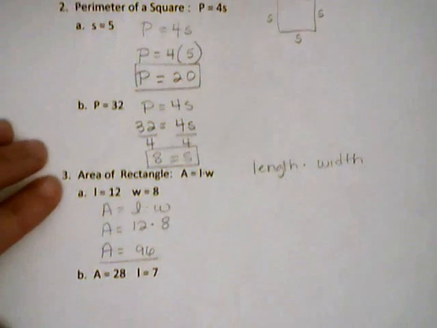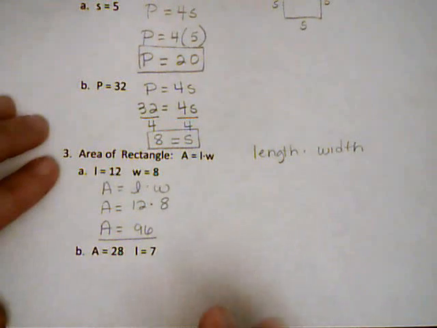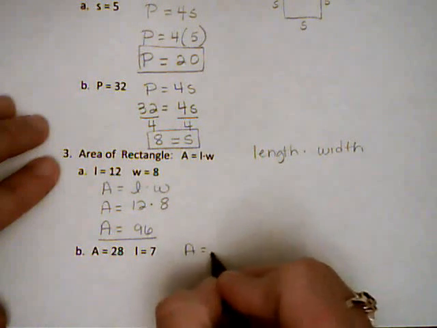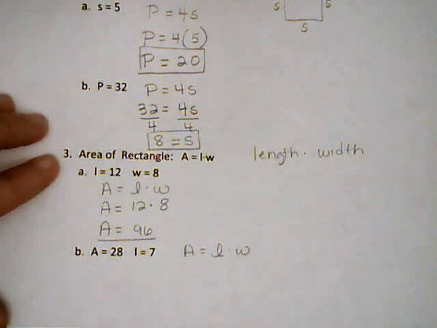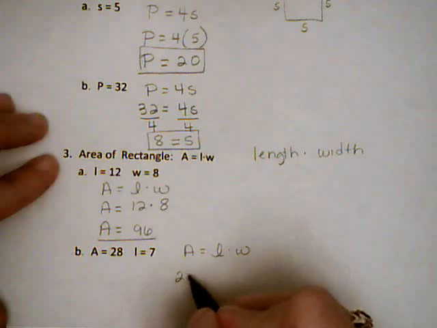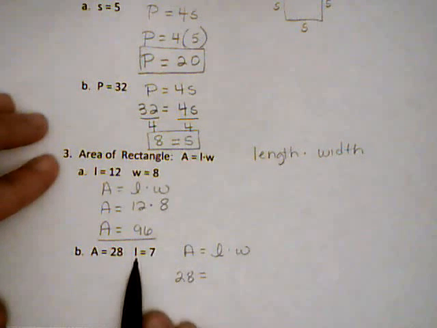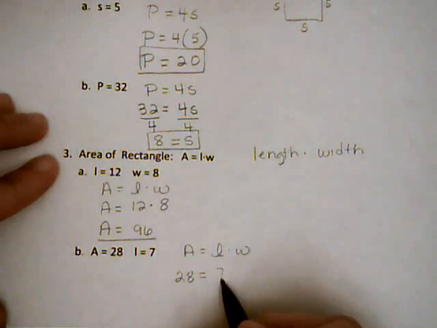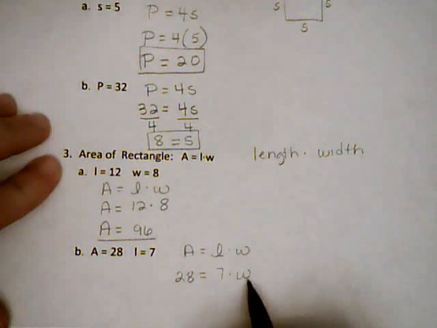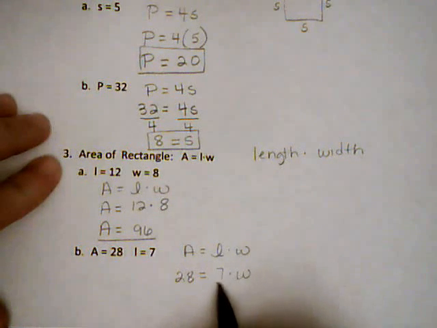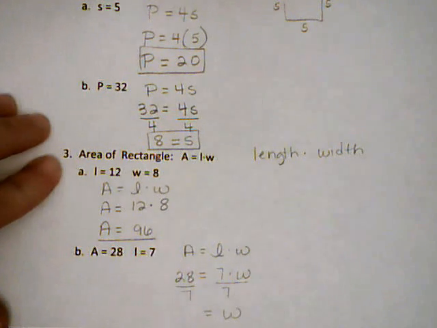On B, still using the same formula, A equals L times W, length times width. This time it says that A is equal to 28. So 28 equals, L is equal to 7, but we don't know what W is. Here we would be solving for W. Again, how would I get W by itself? If it's multiplication, then we do the opposite. We divide. So W would equal 28 divided by 7, which is 4.